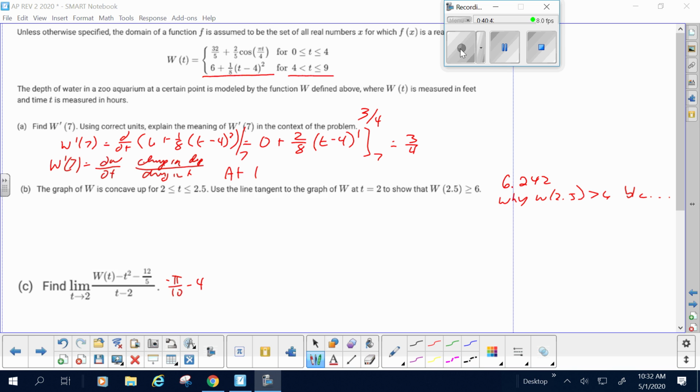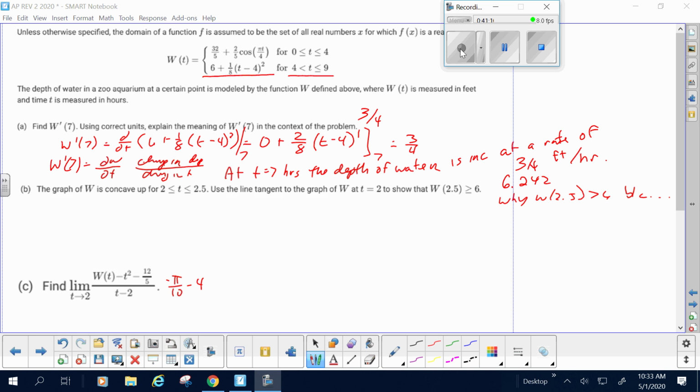At time equals 7, what are the units on 7? Hours. If the derivative is positive, then it's changing in a positive way. So the depth of the water is increasing at a rate of 3/4 feet per hour.